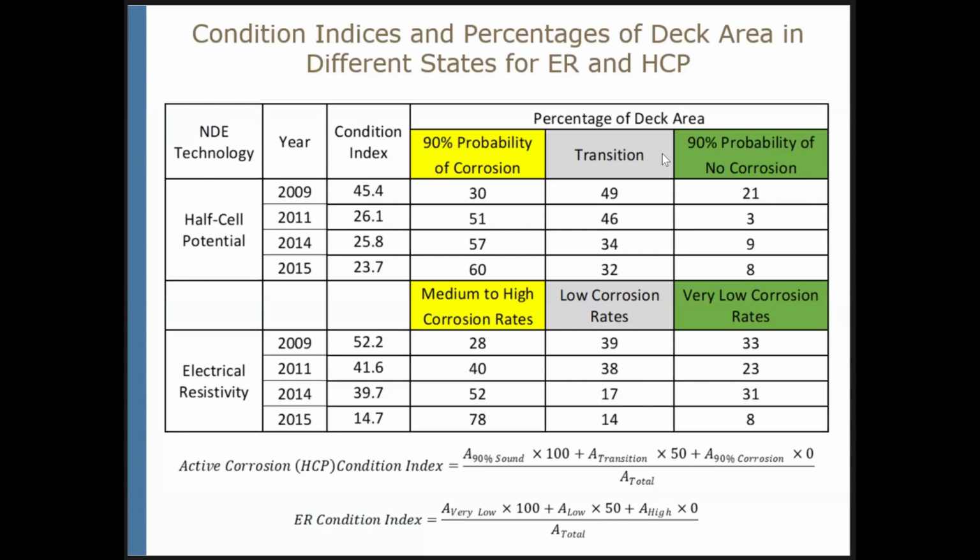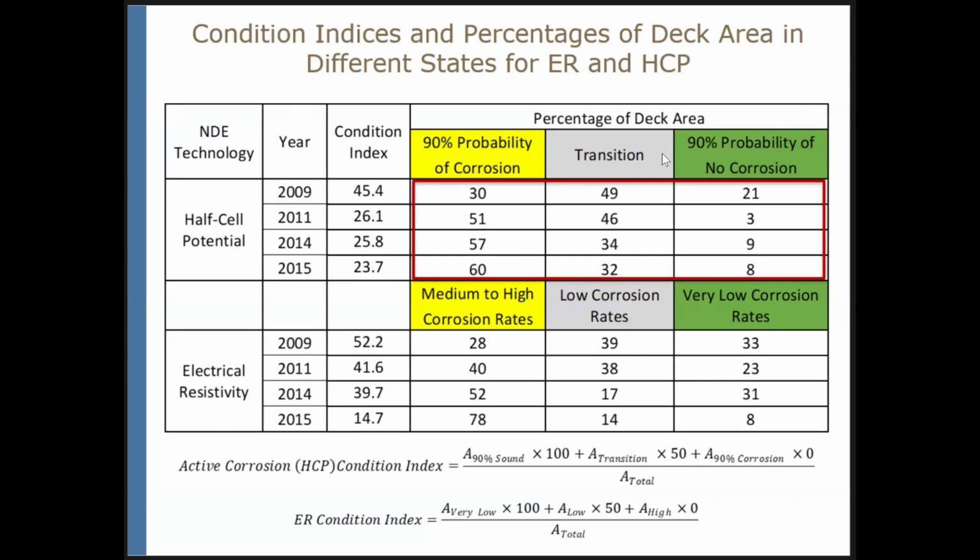So now when we have presented the data in terms of those condition maps, very often for management, especially on the network level, we would like to describe the condition of every bridge deck by a single index. And something we are using is called condition index, which represents nothing else but a weighted average of percentages of deck area in different conditions.